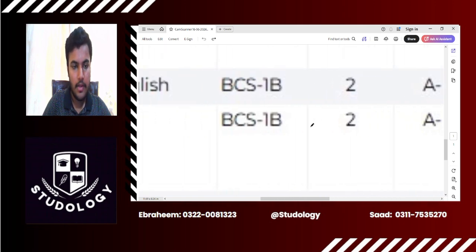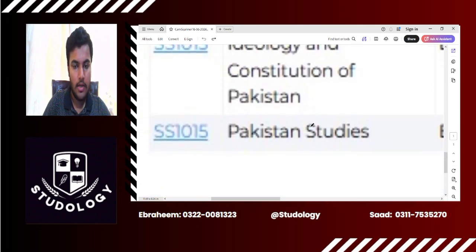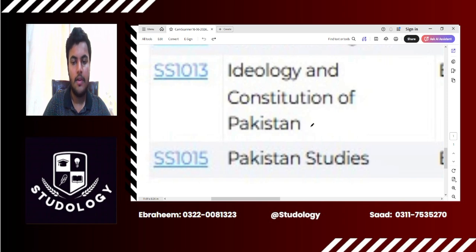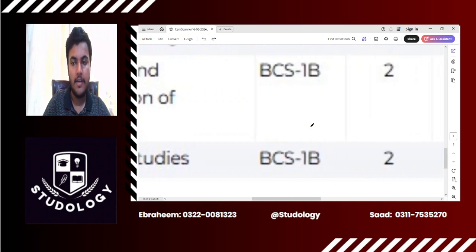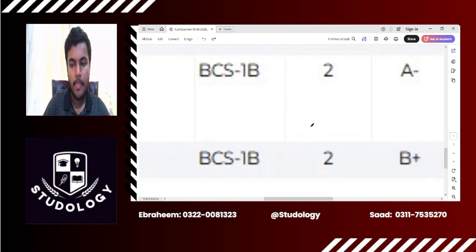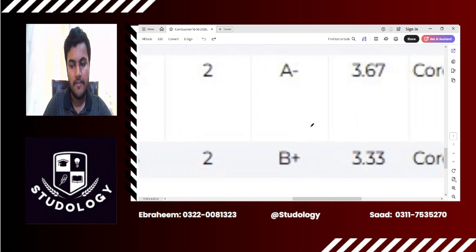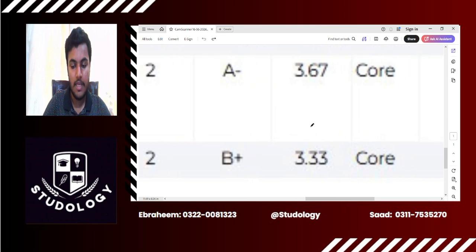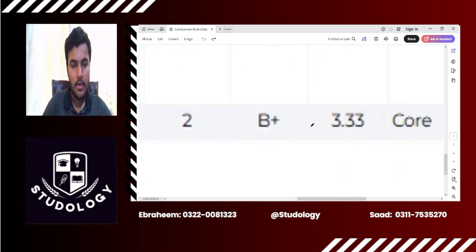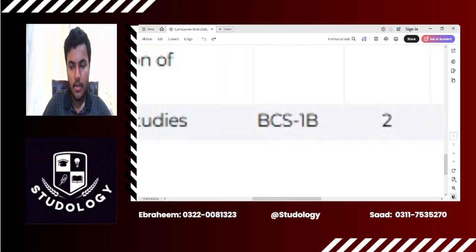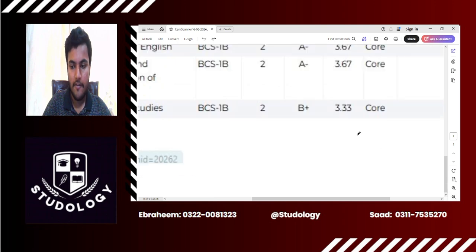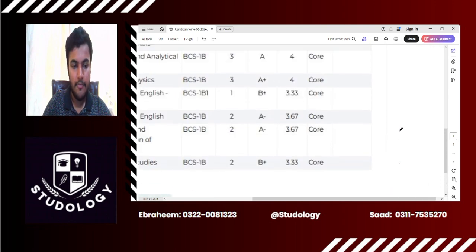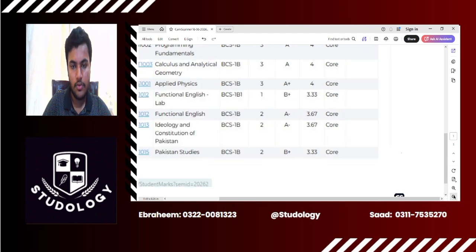So now let's move on towards our last subject, which is Pak Studies. It was also a compulsory subject, and it is a two credit hour subject again, and I got a B plus in it, which leaves me with a 3.33 GPA in this particular subject. So these were all the courses. Let me minimize it and reveal my total GPA now, which is calculated from the results of all the subjects.